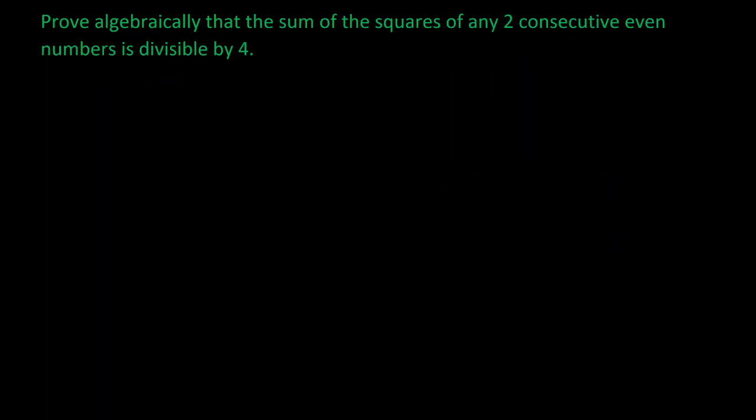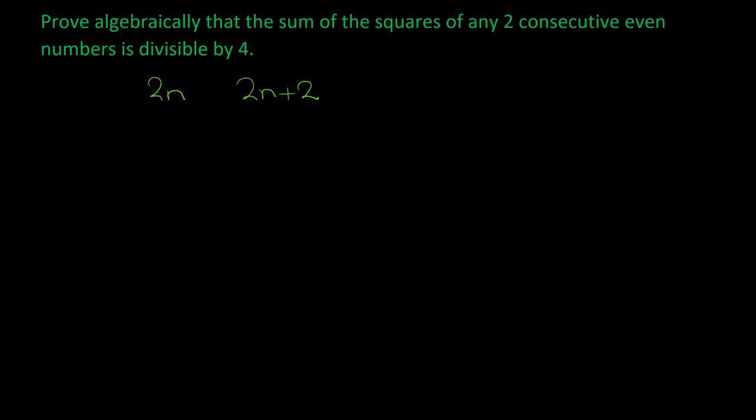Now we're going to use some of that knowledge that we had before to do this sum. So it says prove algebraically that the sum of the squares of any two consecutive even numbers is divisible by 4. So let's read that again. The sum of the squares of any two consecutive even numbers is divisible by 4. So first of all, two consecutive even numbers.